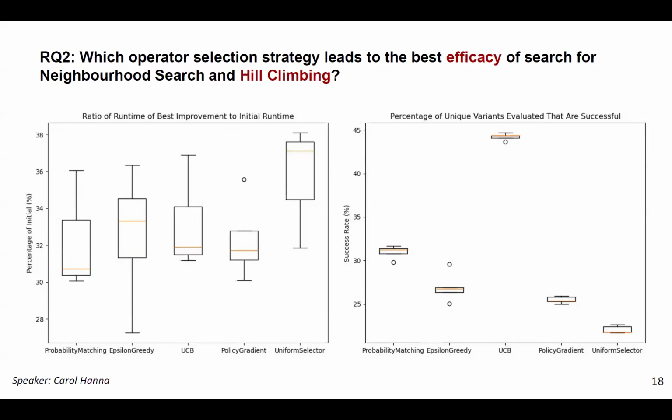Okay, quickly going over the results of hill climbing. First, the efficacy on the left-hand side. Again, we're presenting the ratio of runtime best improvement to the initial runtime. And we can see that all the learning-based operator selection strategies perform much better than the uniform selector. And then on the right-hand side, when we show the percentage of unique variants evaluated that are successful, the UCB performs the best, with 44% of the unique variants being successful variants. So that's actually very impressive.